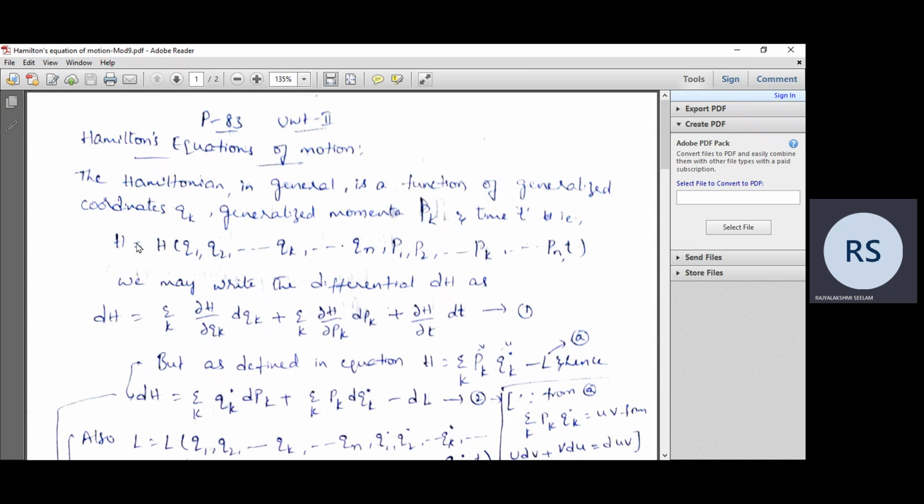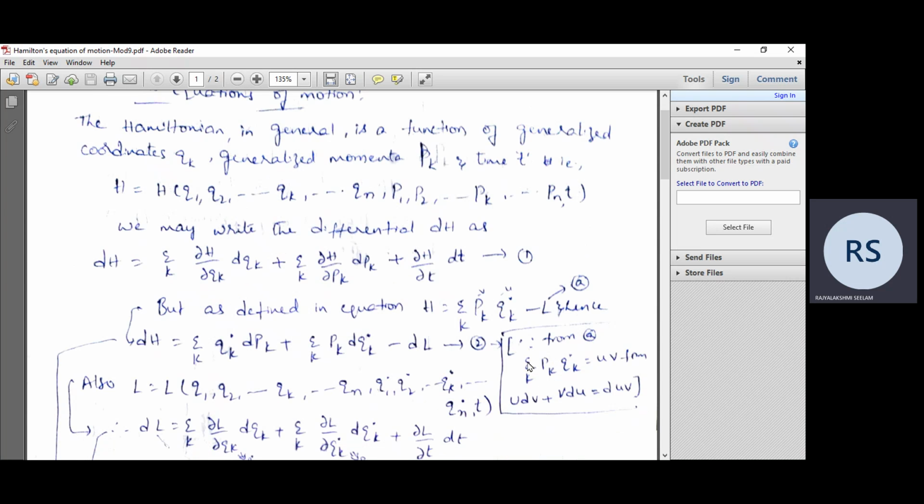So we can write the differential of H. dH equals sigma k ∂H/∂qk dqk plus sigma k ∂H/∂pk dpk plus ∂H/∂t dt. That is equation number 1.